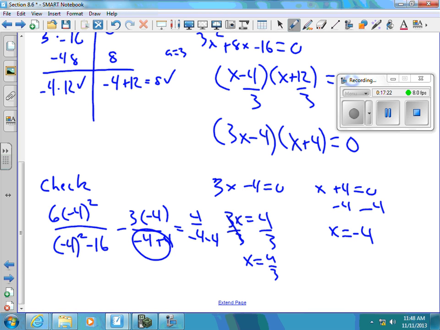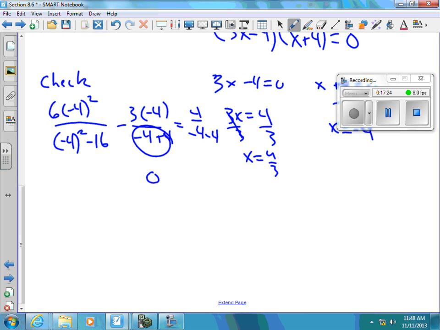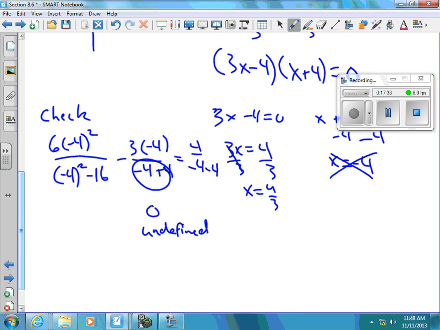This denominator is going to be 0, which is undefined, which tells us right off the bat, negative 4 is not going to work. That's an extraneous solution. If you went through and plugged in 4/3, you would find that it worked. I'm going to let you guys do that, save some time here. But 4/3 is our only solution, so we did have an extraneous solution for this one.